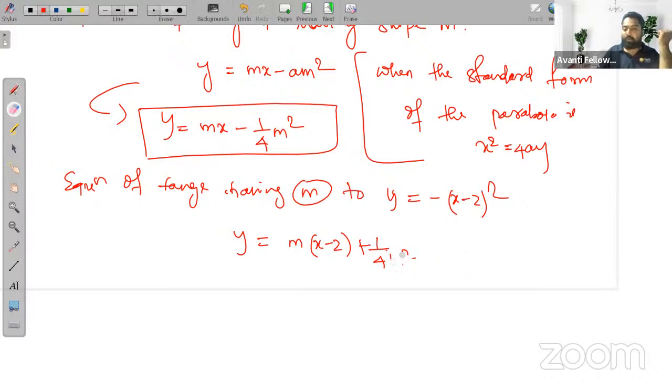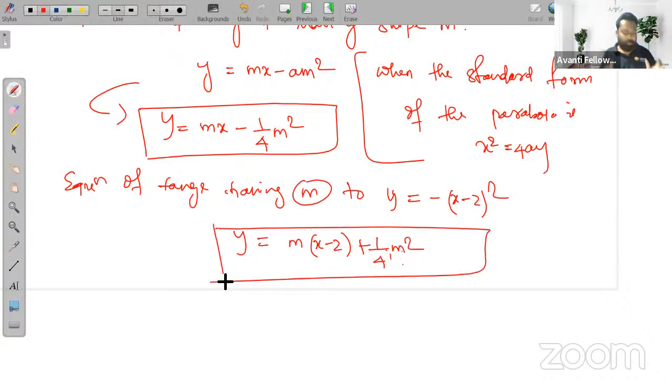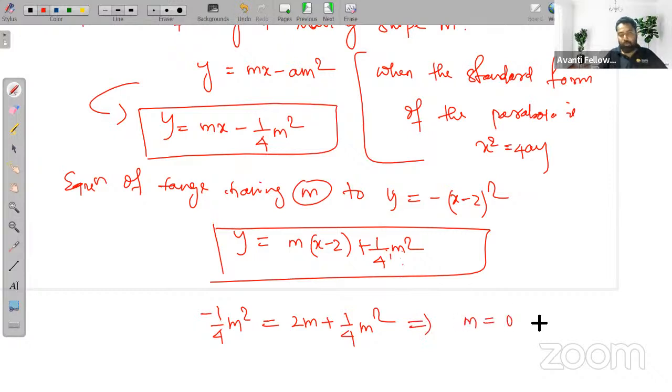Clear? So both the equations are the same because it is the common tangent to both the parabola. So if you compare both the equations, what do we get? See here, we are having the coefficient of x as m in both, right? And the constant term in the first equation is minus 1 by 4 m square, which is equal to, here I am having, minus 2m plus 1 by 4 m square. Okay, so by solving this we'll get m as 0 and 4.